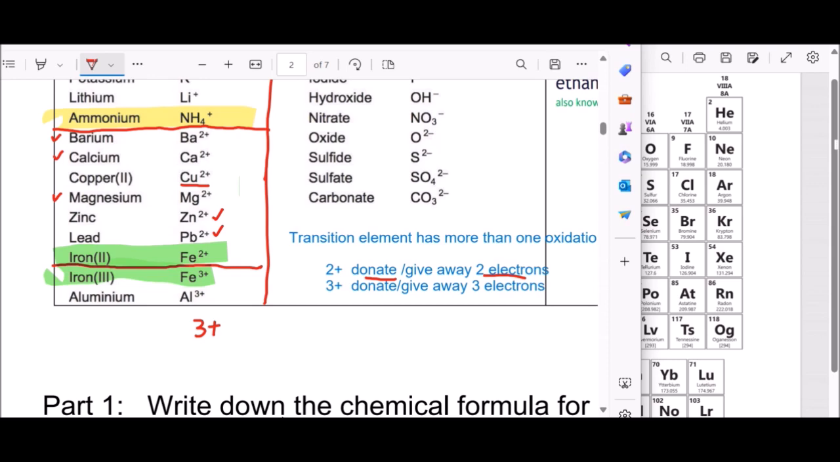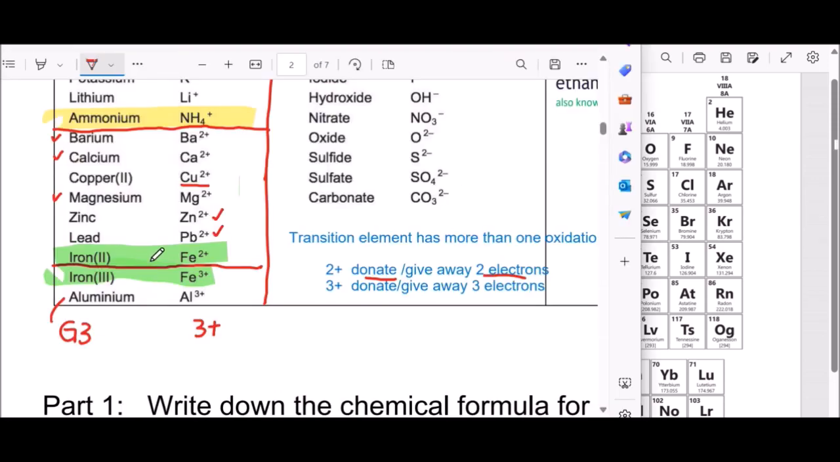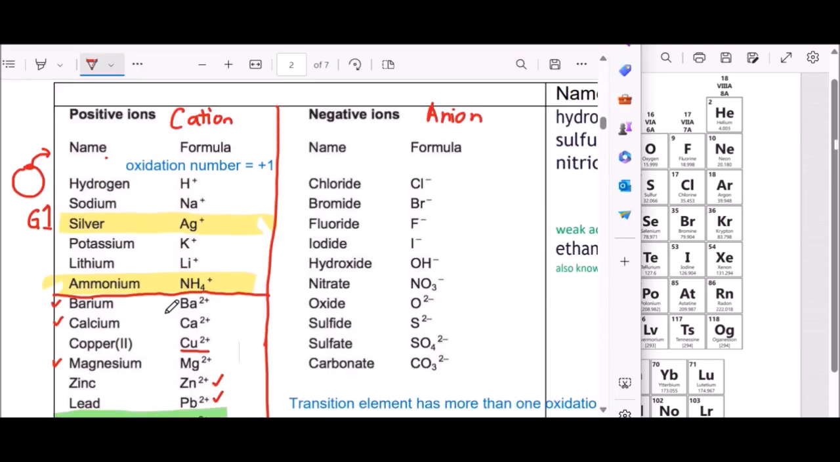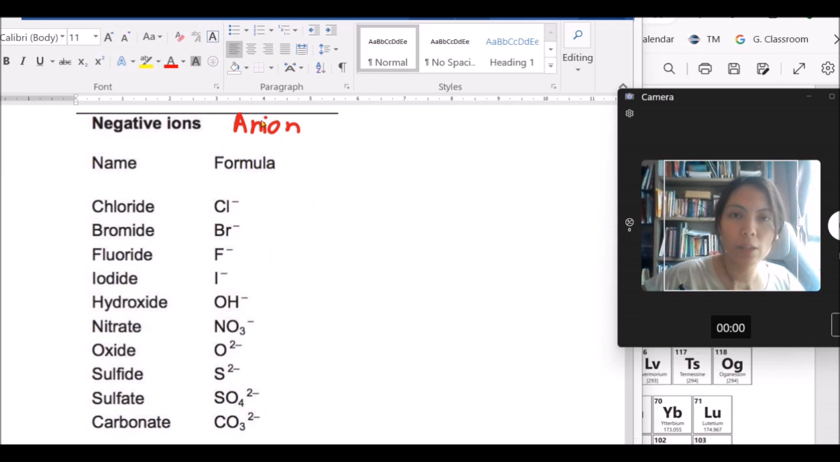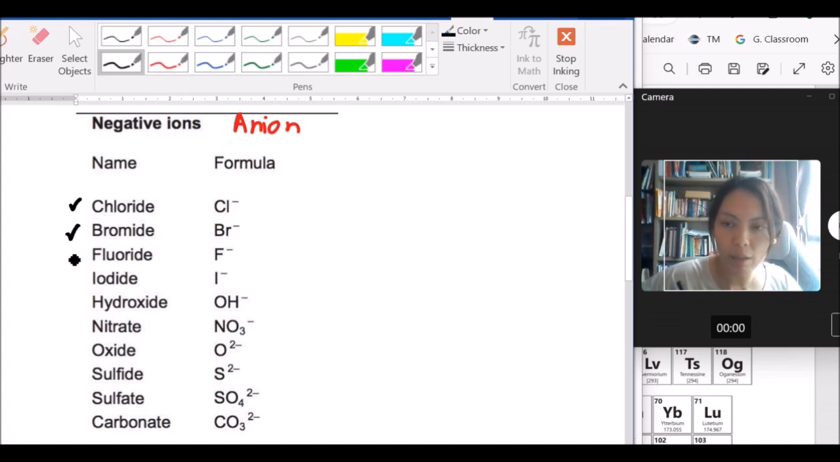All right. And last but not least, group 3. So aluminium, as you can see, group 3 aluminium. Okay. So this is it for the cation list, anion list. As you can see here for anion list, right, chlorine, fluorine, chlorine, bromide, fluoride, iodide, right? What is the similarity of these 4 elements?